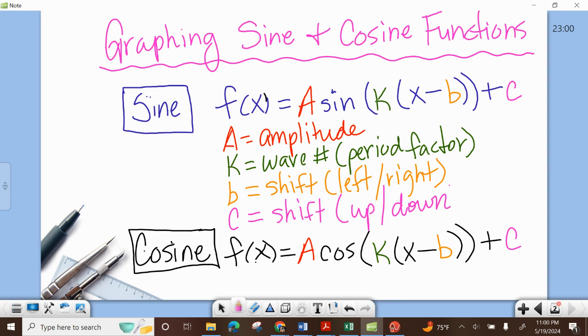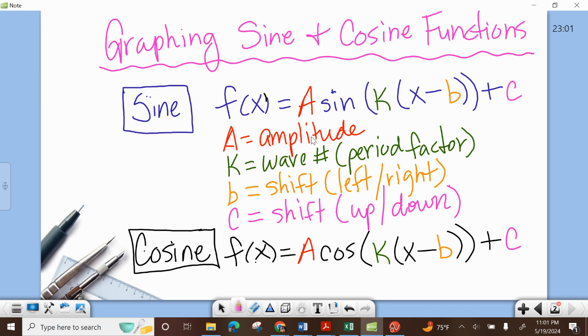So you can see in front of you that sine and cosine have the same basic structure when it comes to their equations. You have an A for the amplitude, you have K, which is your wave number, and that has to do with the period, and we'll see how to determine the period in a little bit using K. Then you have B, which is your shift left and right, and then you have your C, which is your shift up and down.